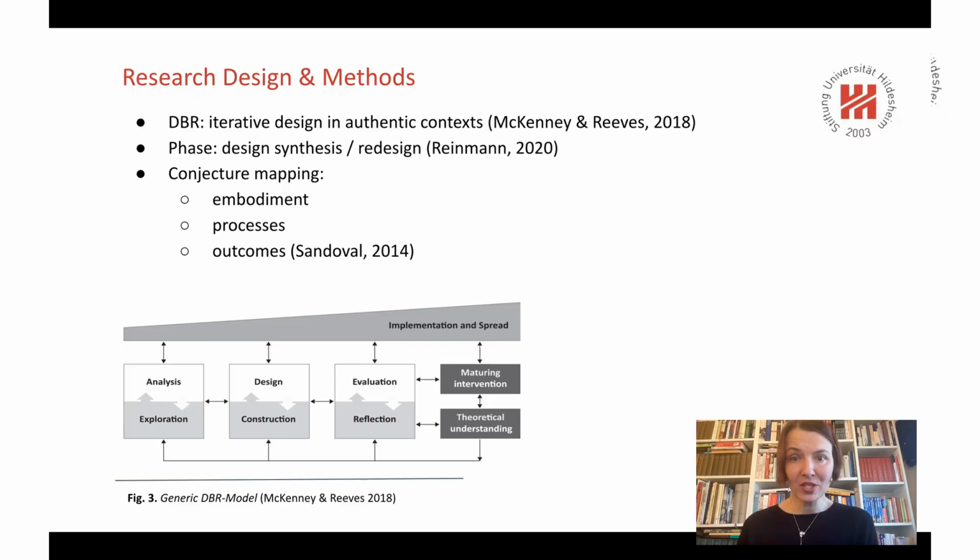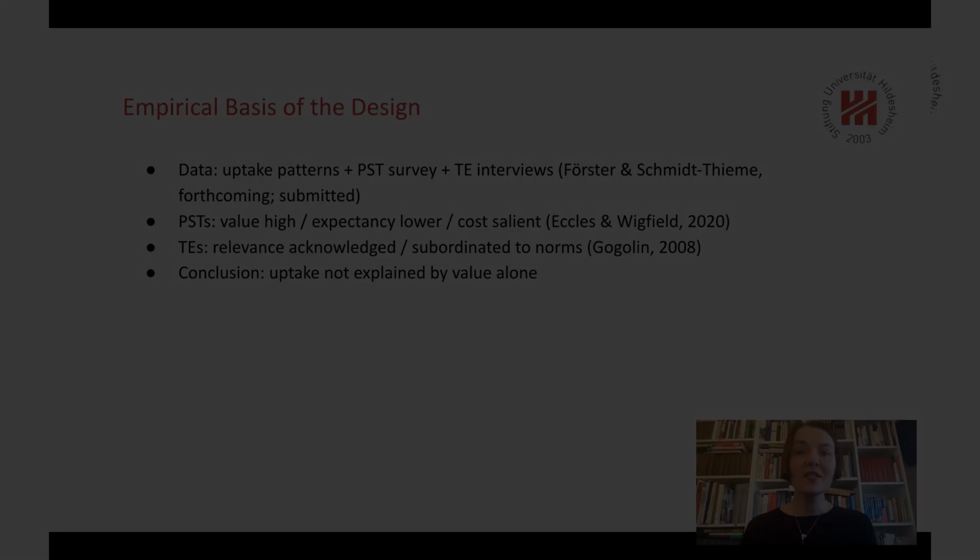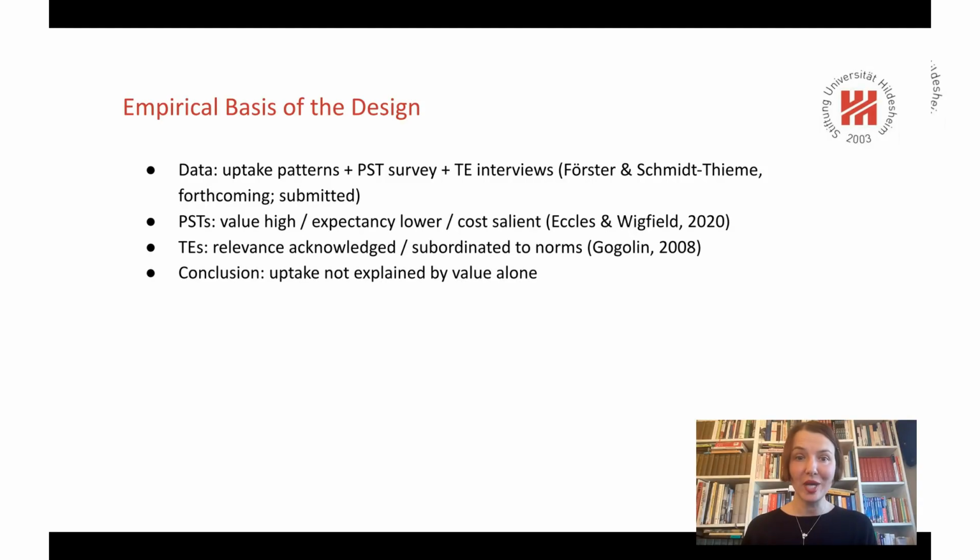To structure this process, we use conjecture mapping following Sandoval. This allows us to distinguish between so-called design embodiments, mediating processes, and intended outcomes. The aim behind this is to make the theory of change explicit and thus also discussable or criticizable within a broader scientific community context. The redesign is grounded in three empirical strands.